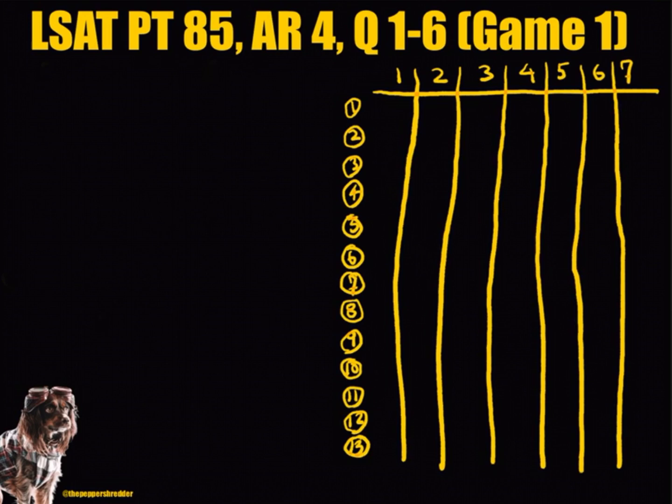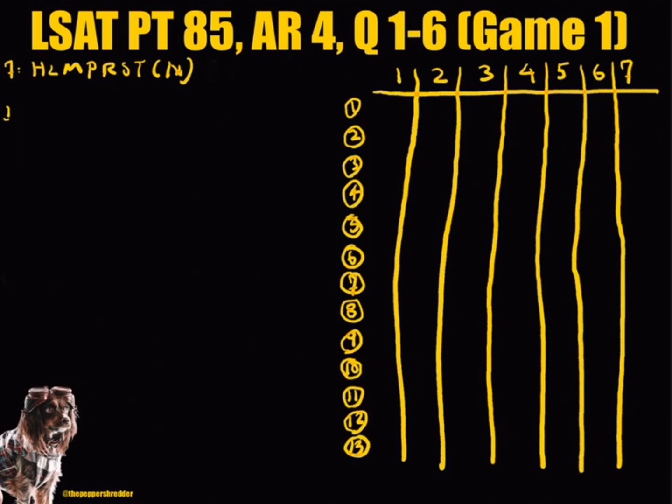We are looking at LSAT Prep Test 85, Analytical Reasoning Section 4, questions 1 through 6. Game 1 is an ordering game. The facts are as follows. There are 7 actors, H, L, M, P, R, S, and T. Each actor must appear exactly one time, one at a time.